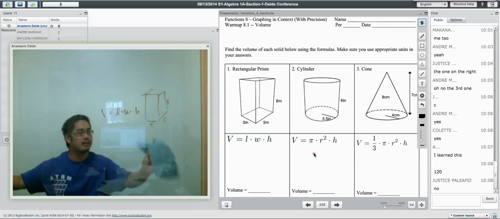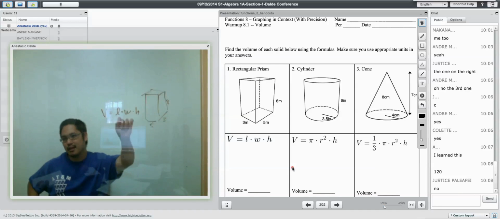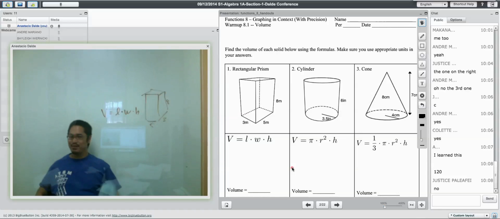Imagine if you think about this too: 3 times 5 times 8 is the same as 5 times 3 times 8, which is the same as 8 times 3 times 5, right?